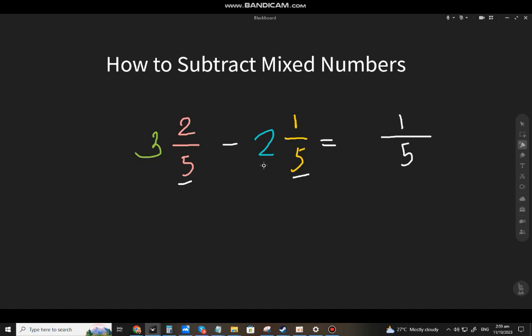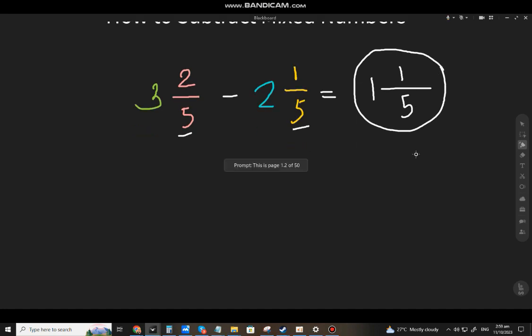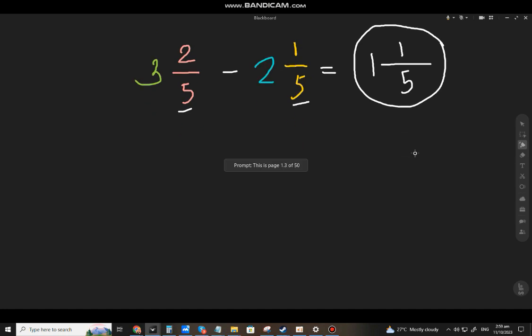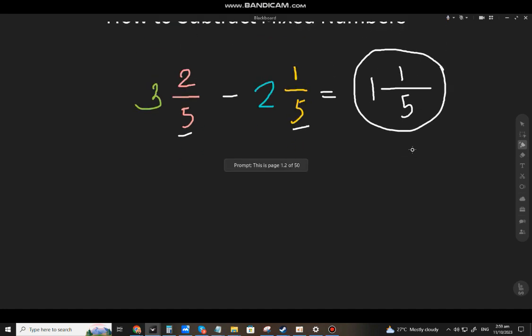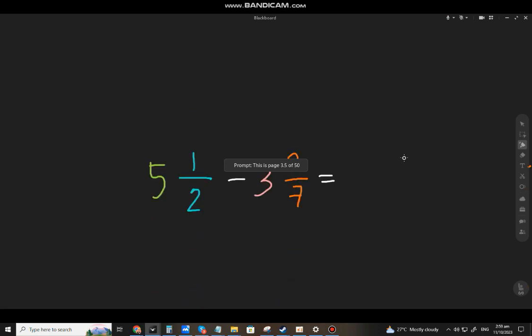How about the whole number? We simply subtract them. 3 minus 2 is 1. And that is already the final answer, right? Now, I have prepared many examples. They go from easy to intermediate until they get harder and harder, more difficult.